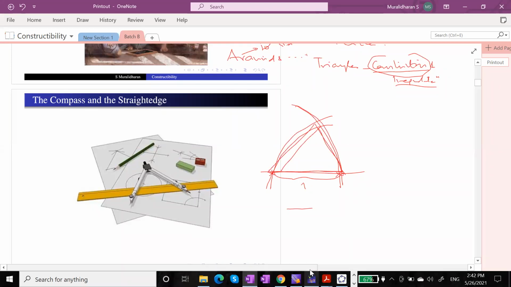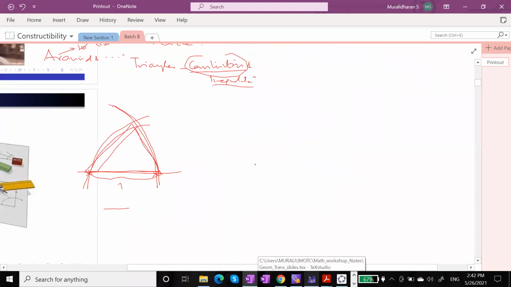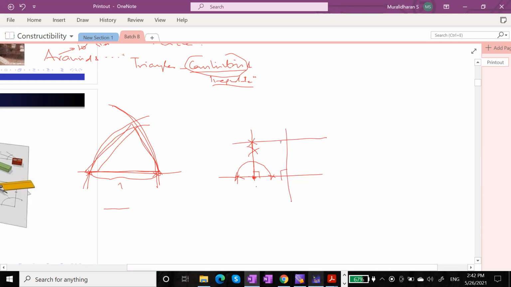Similarly, if you want to construct a square of side length 1, let us say, I do this: draw a semicircle with this as a center, any semicircle, and then bisect it. Then I can draw this perpendicular by perpendicular bisector, as you already know how to perpendicularly bisect a segment. Then mark this length, and again perpendicularly bisect like this. I get a square.